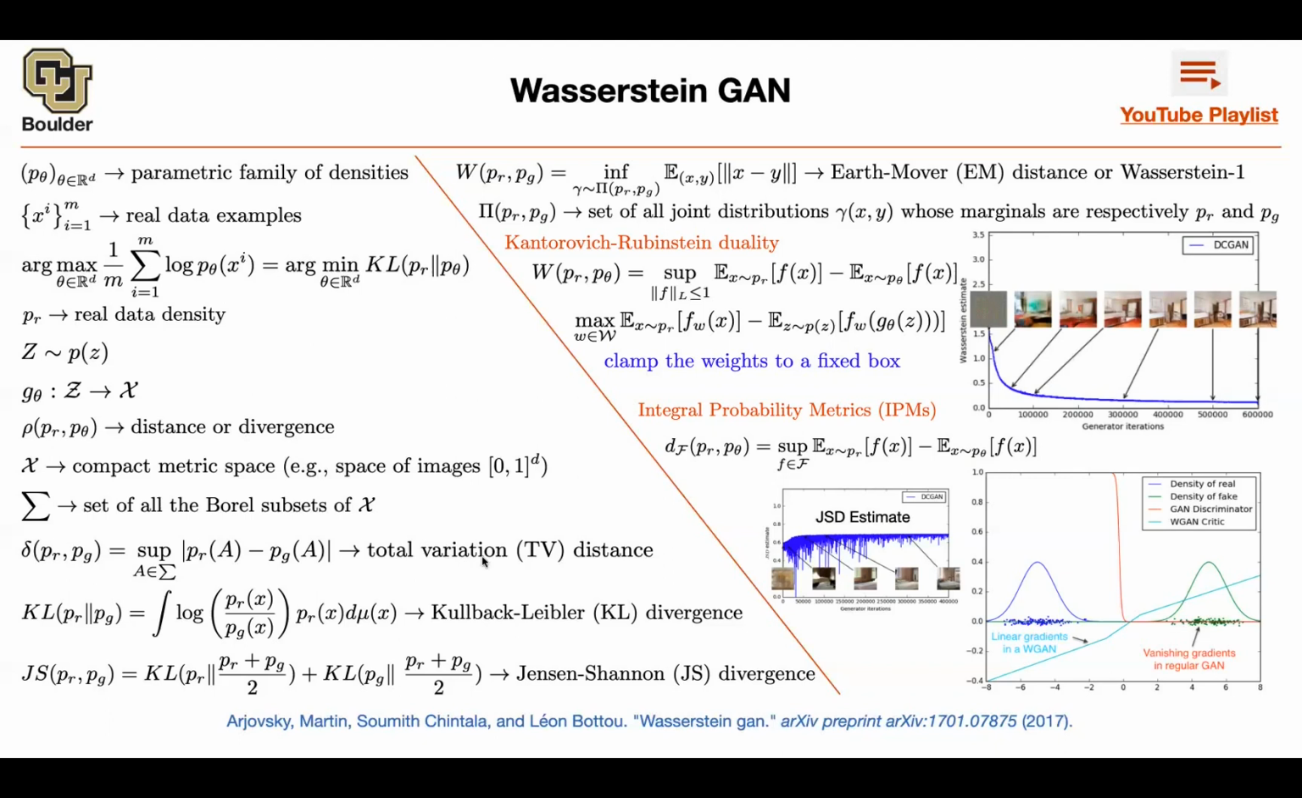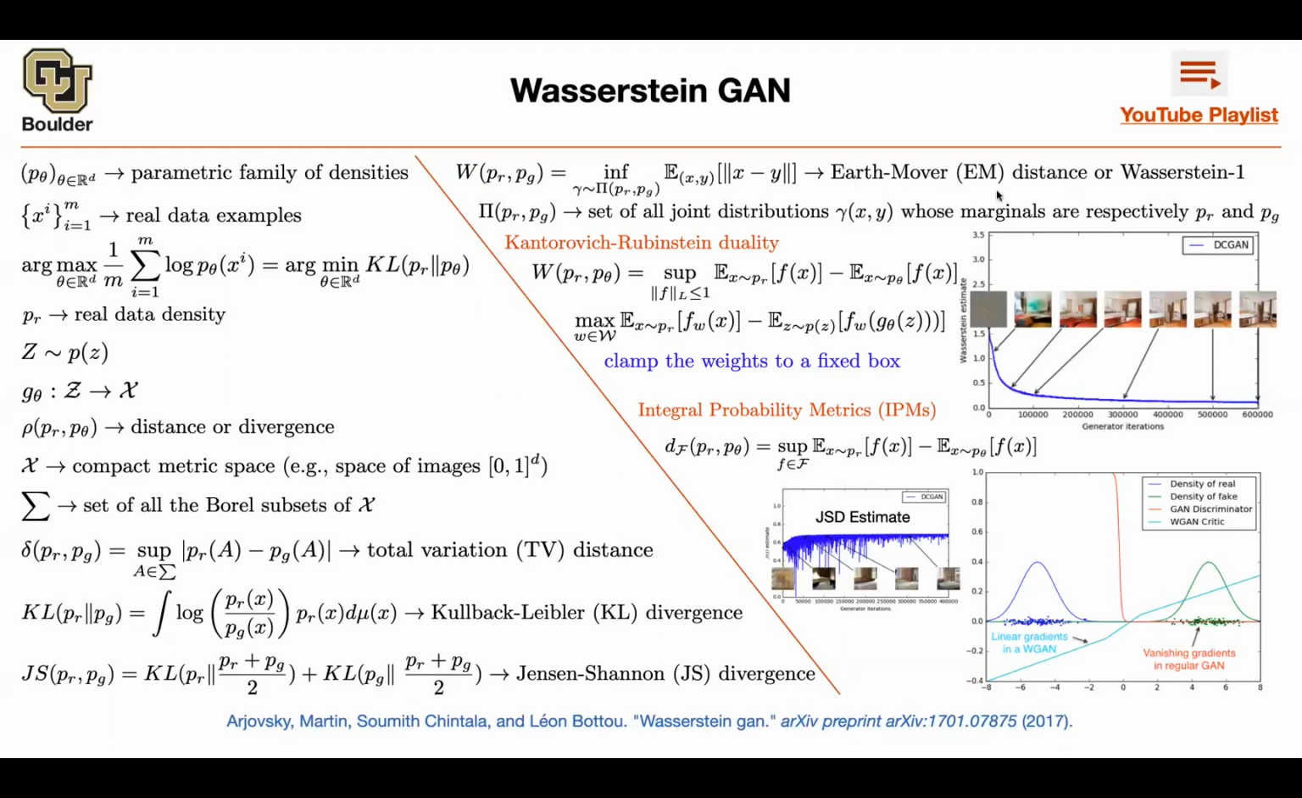Somebody might say, go ahead and use your total variation distance. Somebody might say, use KL divergence. Somebody might say, use Jensen-Shannon divergence. And this is actually the original GANs. Somebody might say, use Pearson chi-squared. And that's going to give you least squares GANs. And somebody might say, use Wasserstein distance.